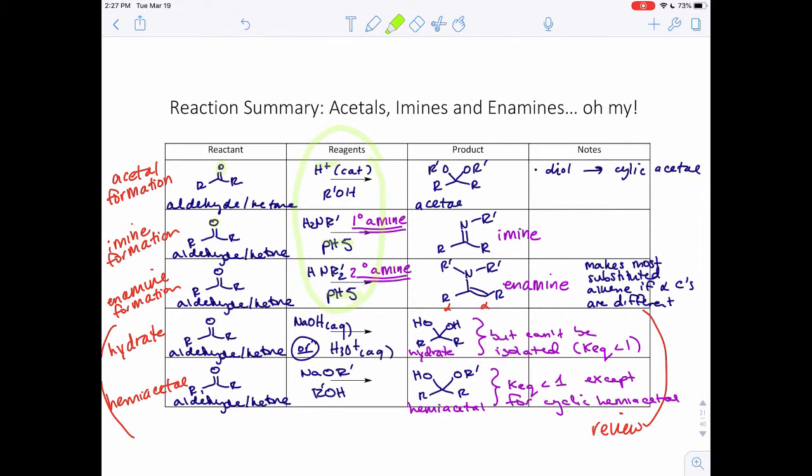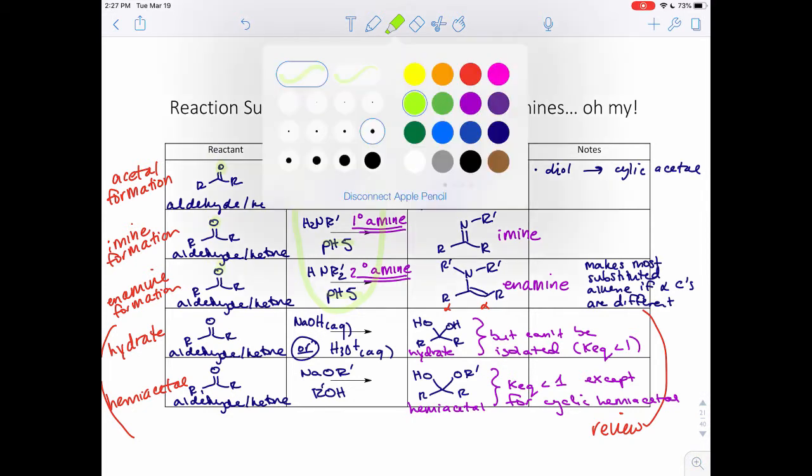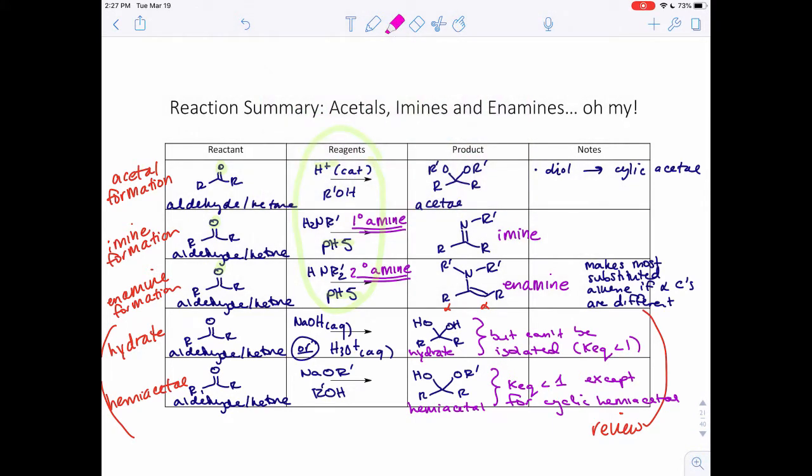The oxygen of the aldehyde or ketone is totally replaced with something new. So when you have an alcohol, it's replaced with two of those to become an acetal. When you have a primary amine, you get an imine. When you have a secondary amine, you get an enamine because you have to deprotonate in order to relieve the positive charge on nitrogen like we just discussed.